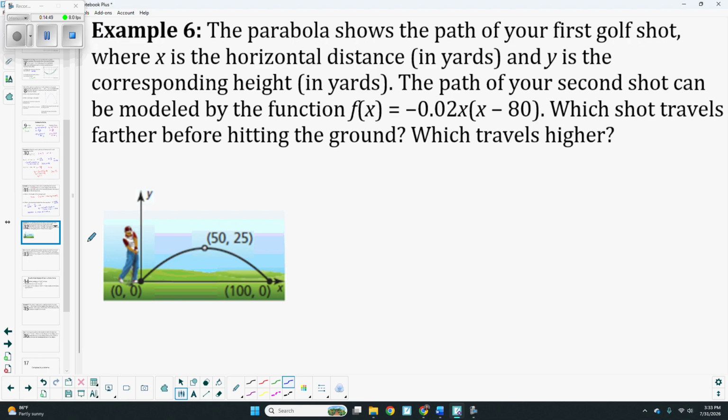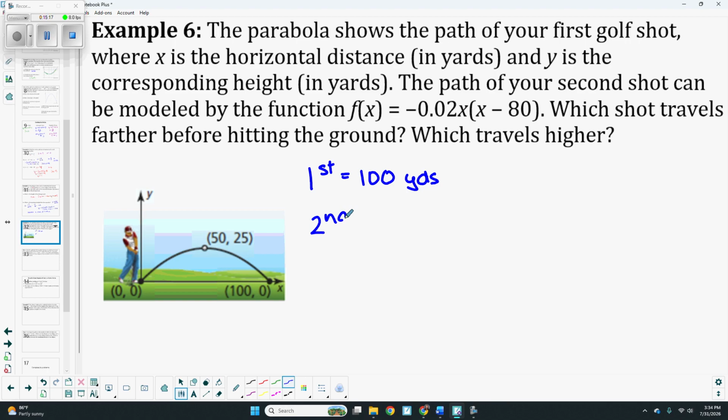So the first part, which shot travels farther, so we're talking about what are the x values when it's on the ground. So what are the x-intercepts? For my graph, the x-intercepts are (0, 0) and (100, 0). So that means it traveled 100 yards. They're calling it first shot and second shot. So the first travels 100 yards.